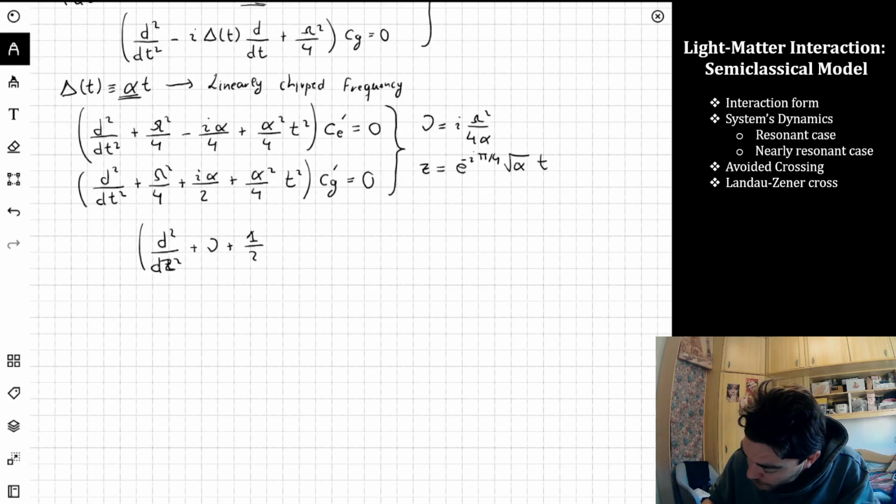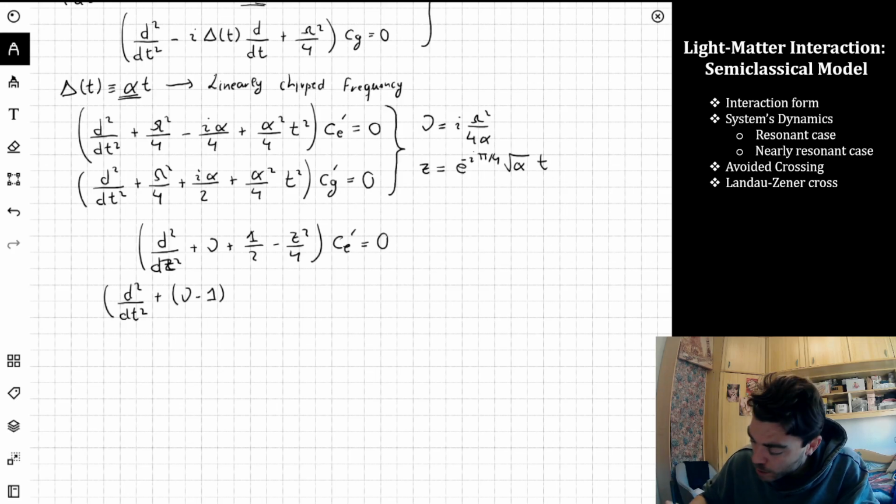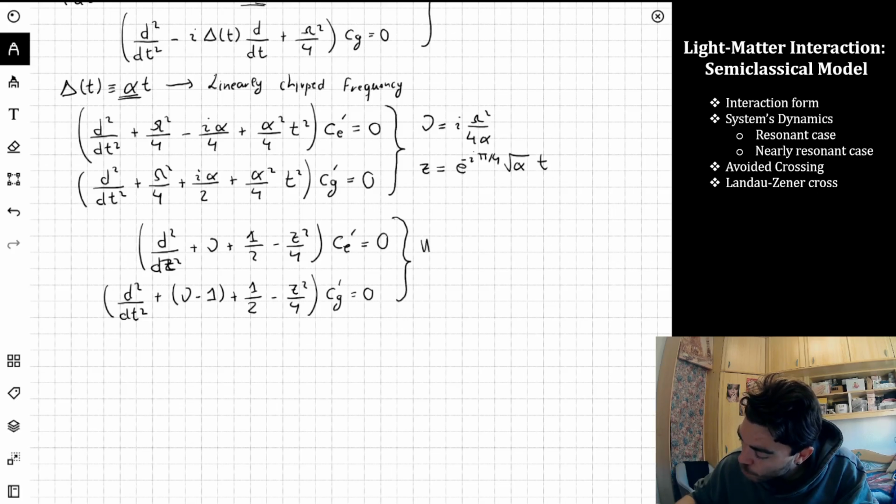Here is z minus z squared over 4 times c_e prime is equal to 0, and then something similar for the derivative with respect to time. Here obviously I'm skipping the mathematical details. If you want to see them, you can see them in the notes, or look for them in some books. c_g prime is equal to 0, and these are called Weber's equation.